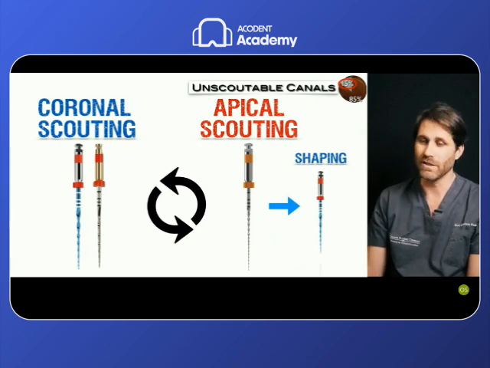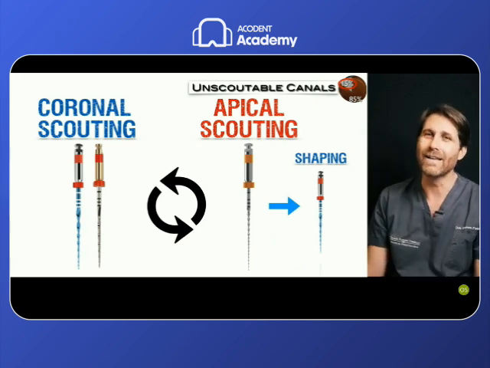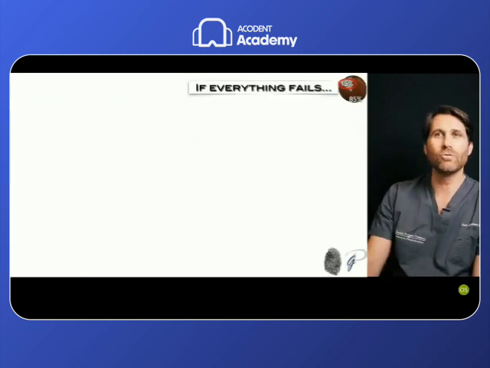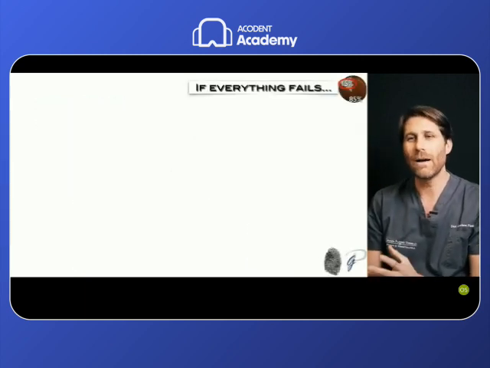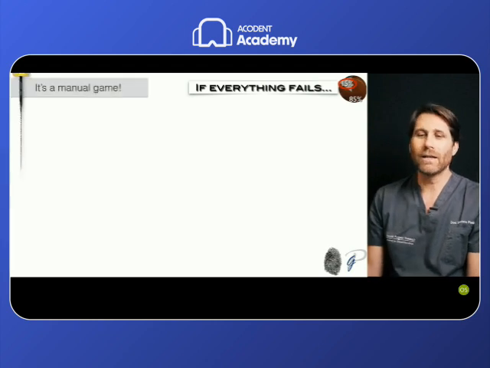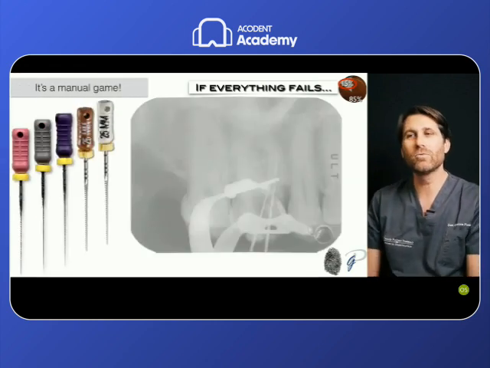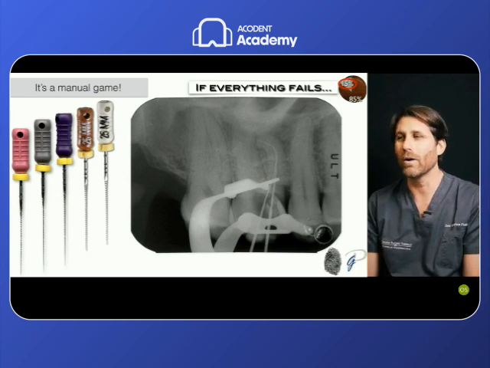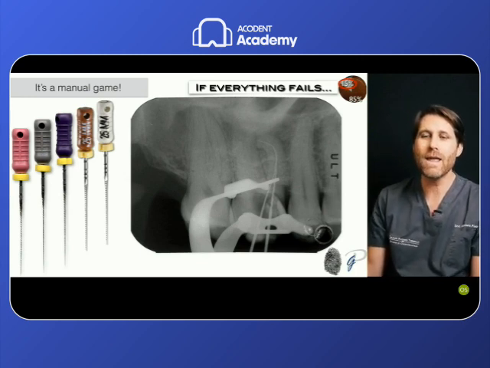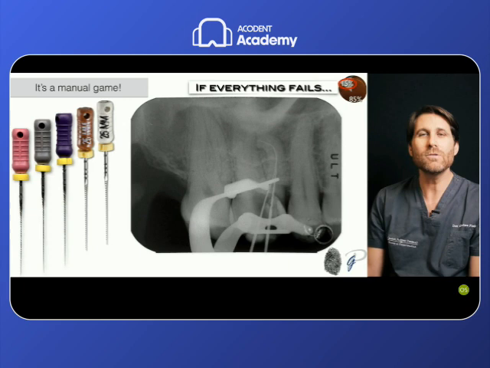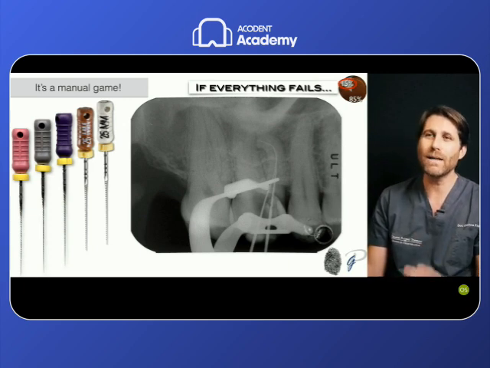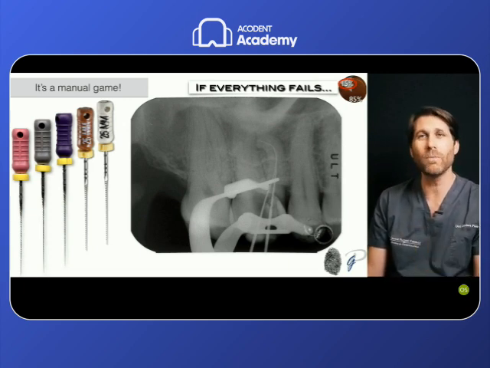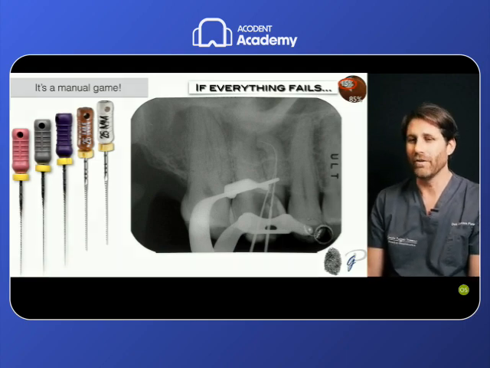Obviously, if mechanically everything fails and we are not able to penetrate the apical third, this is a manual game. In some cases, we probably need to perform everything manually, or we may have some difficulties performing the scouting and need a shapeless preparation in the apical third, and we need to stop there and increase the irrigating procedure, as we will see in a further lesson on the Endo Channel, and adapt our techniques for this.